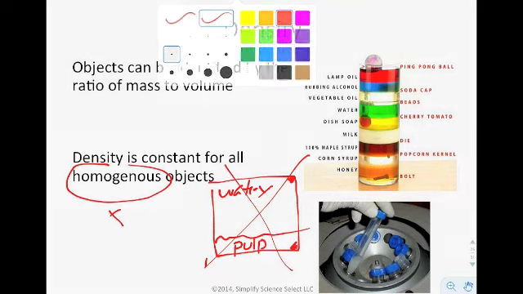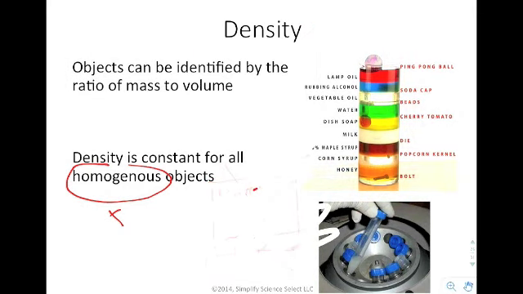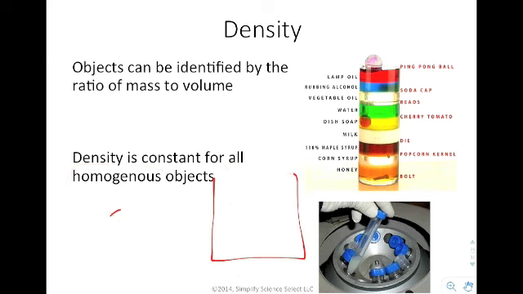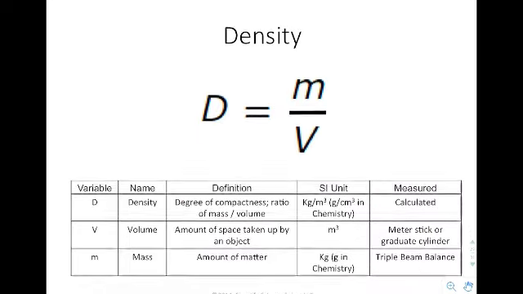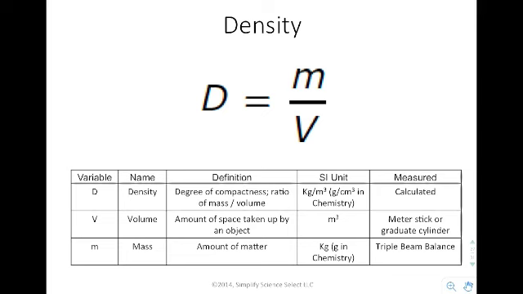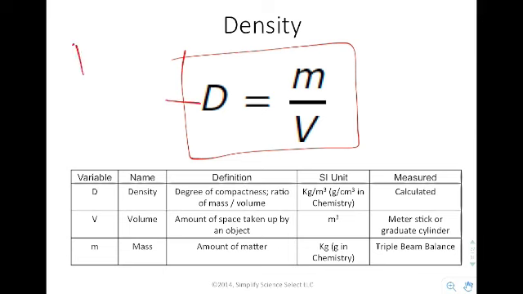However, if you were to look at something like milk, milk is generally considered to be homogeneous because if you take a gallon of milk and you take a sample here, it's going to be the same as a sample here. Well, if something is homogeneous, then it has a constant density throughout. So the ratio of mass to volume is always the same. The density calculation uses this formula right here, where density is equal to mass over volume.